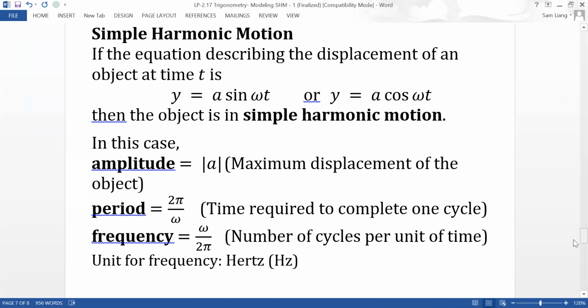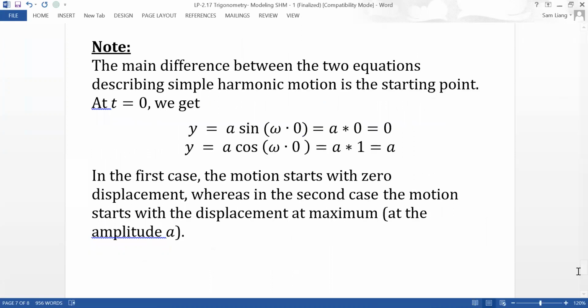So second set of notes. All right, can someone read this for us? The main difference between the two equations describing simple harmonic motion is the starting point. At t equals 0, we get y equals A sine omega times 0 equals A times 0 equals 0, and y equals A cosine omega times 0 equals A times 1 equals A. In the first case, the motion starts with 0 displacement, whereas in the second case, the motion starts with a displacement at a maximum, the amplitude A. Great, so thank you for that.